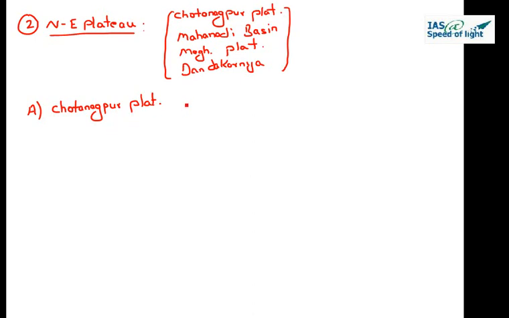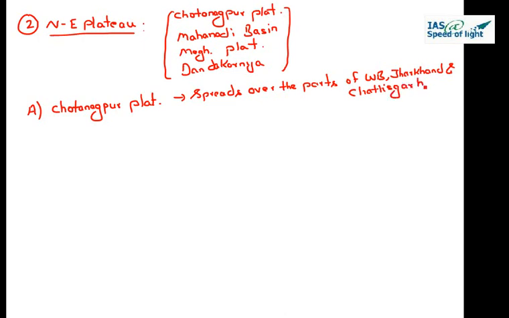So Chota Nagpur Plateau. Let us see first which parts it spreads through. It spreads over parts of West Bengal, Jharkhand and Chhattisgarh. We know that it is known as the mineral belt of India, known for its coal and iron ore deposits.